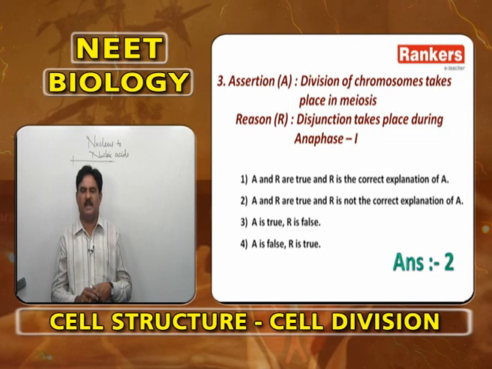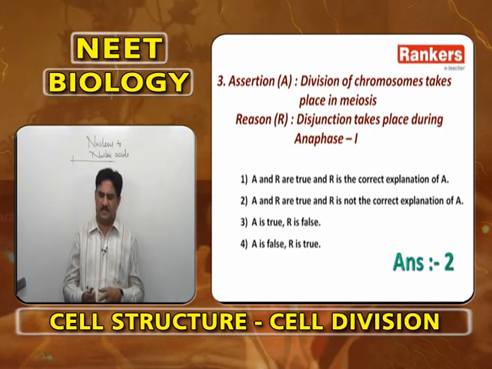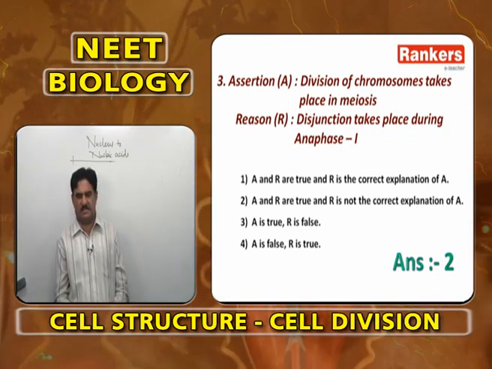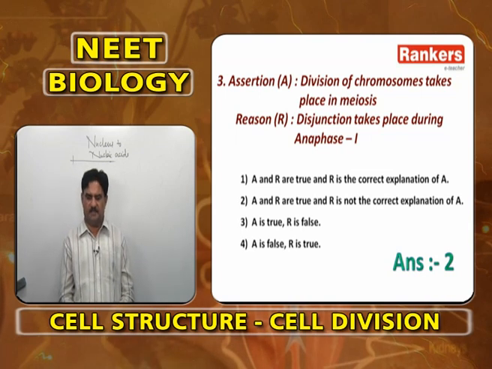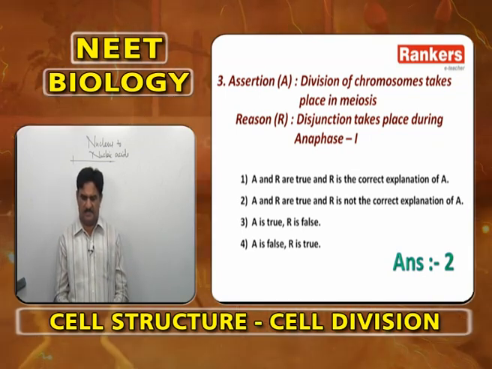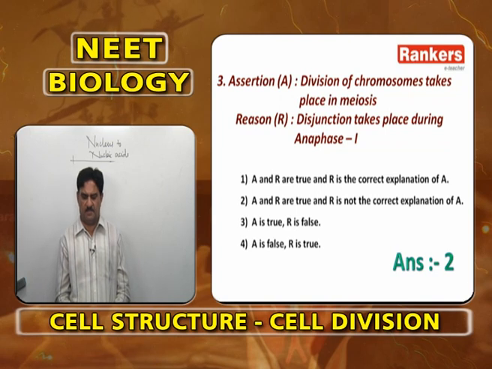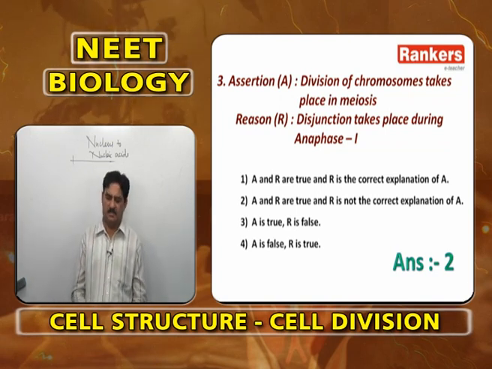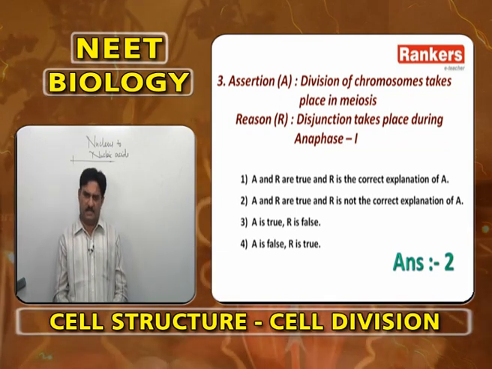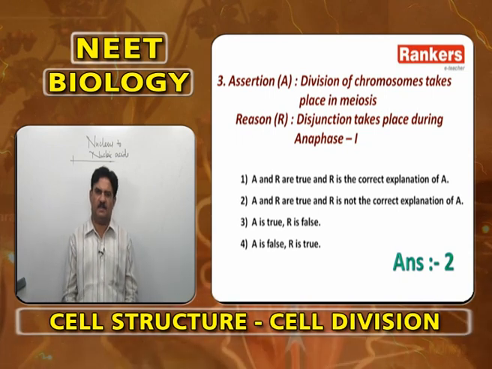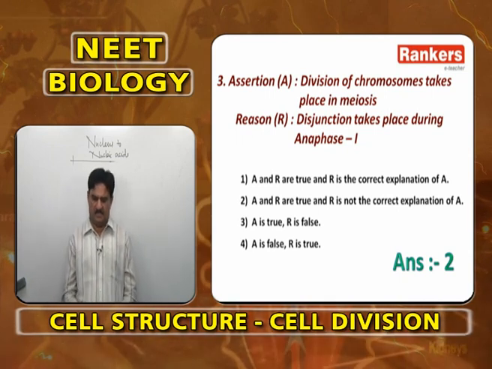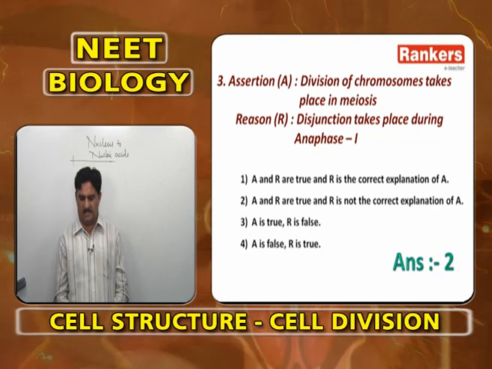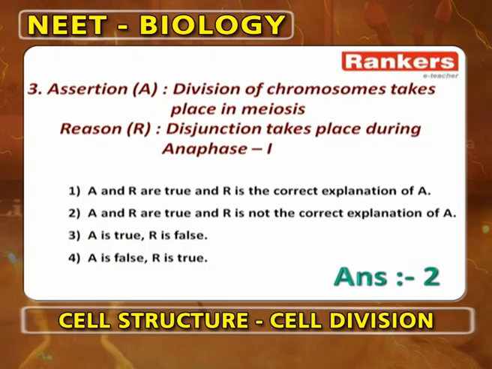Disjunction takes place during anaphase 1. Division of chromosome takes place in meiosis, and disjunction takes place during anaphase 1; both are correct regarding meiosis, but they are not linked with each other. That is why the answer is that A and R are both correct, option 2. R is not the correct explanation of A.